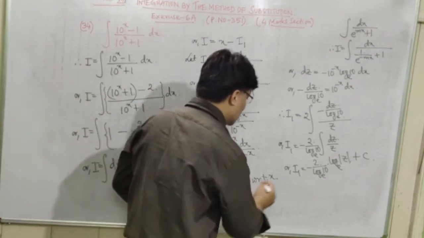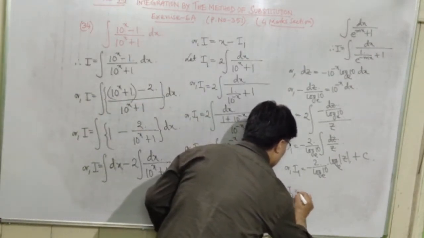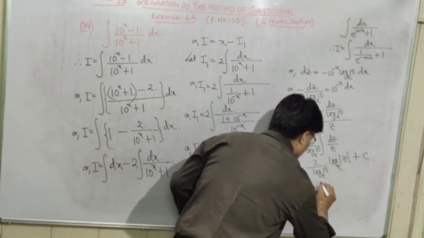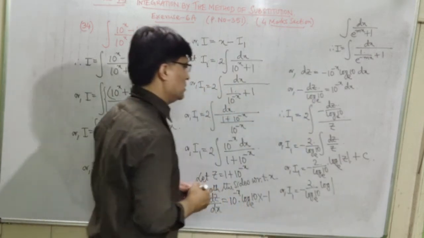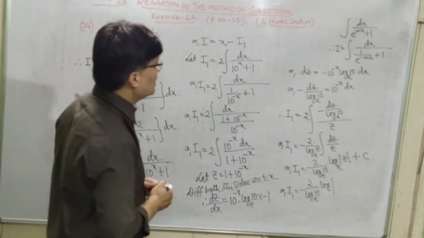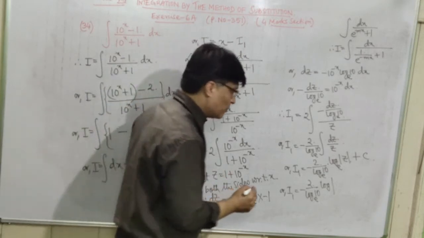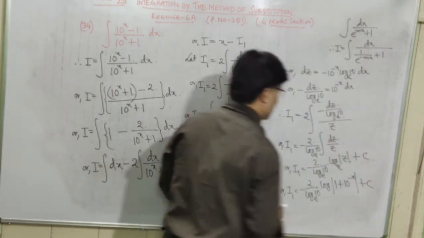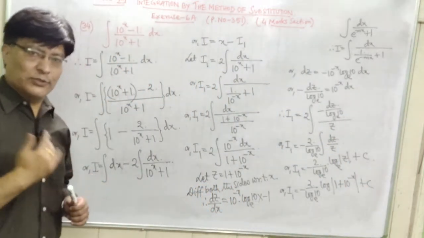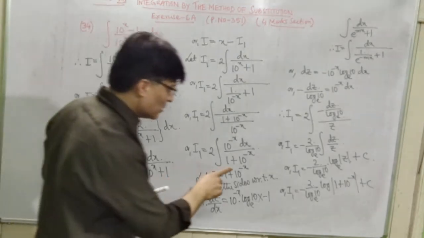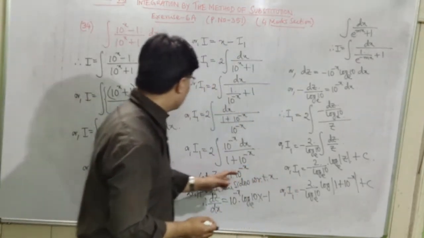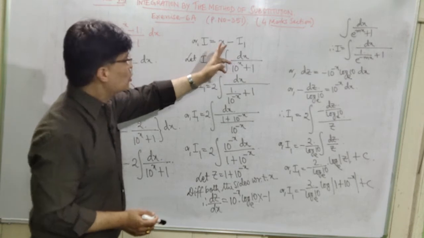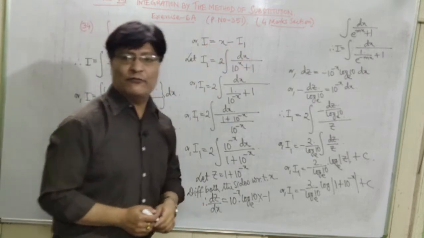So let us put the value for z now. I1 is equal to minus 2 by log 10 base e, log within mod. What was the value for z in this case? It is 1 plus 10 to the power minus x, mod sign closed. Then you can write plus c. So I think you have understood it. But this is not the answer. You have to put the value for I1 in I here, since I is equal to x minus I1. So in this case, you have to substitute the value for I1.